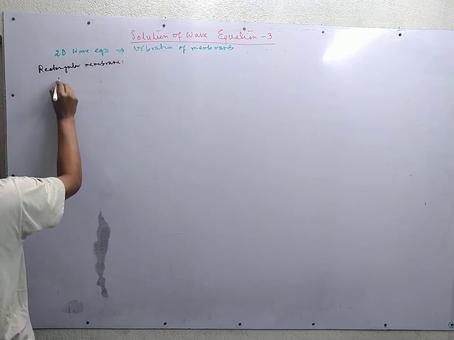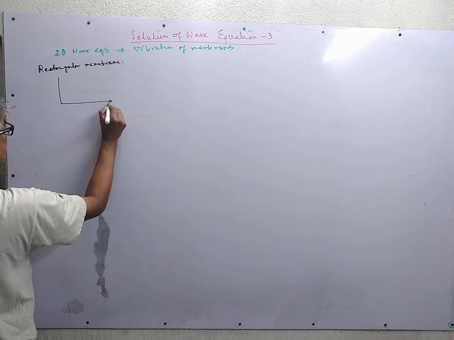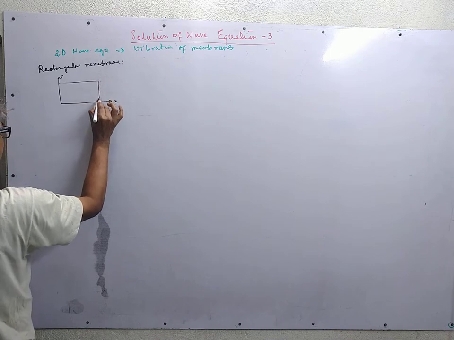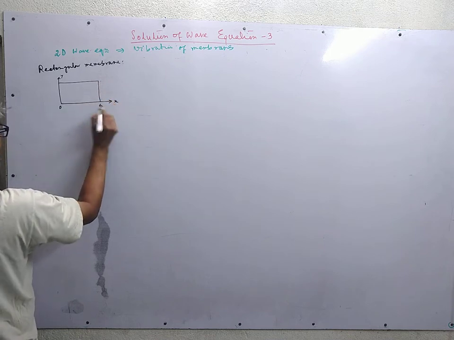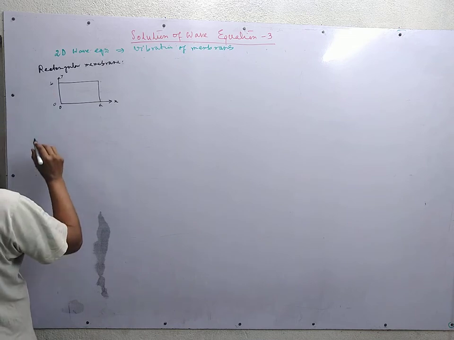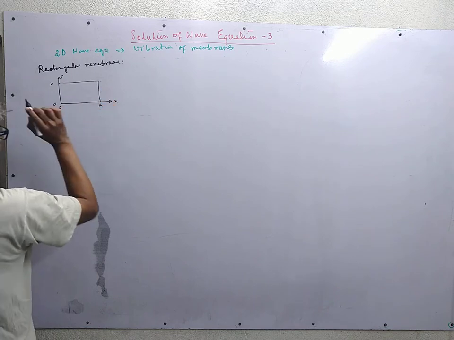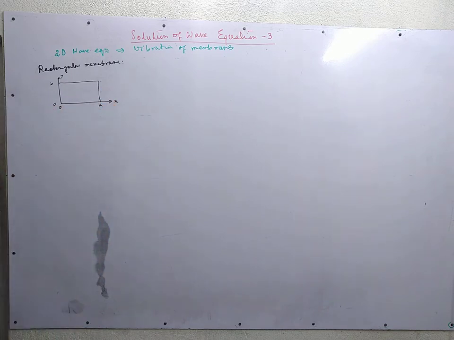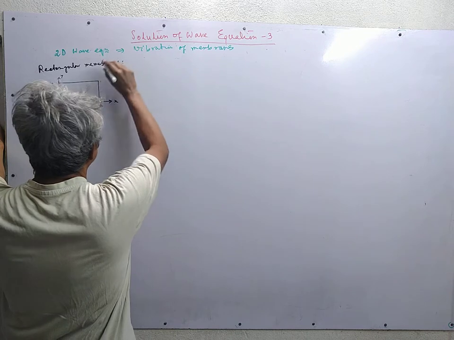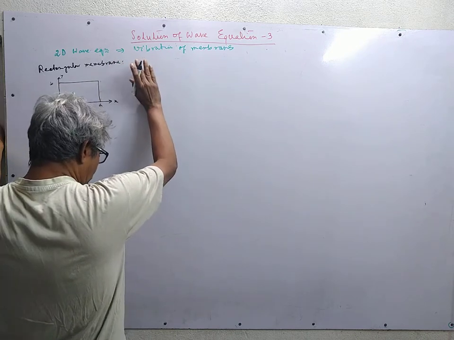A rectangular membrane in the XY system. This is the X coordinate, Y coordinate, and we assume the membrane to lie between X equal to 0 to A and from Y equal to 0 to B, and the membrane is fixed at its rims. So the transverse vibration that is set up in this membrane is governed by the two-dimensional wave equation.